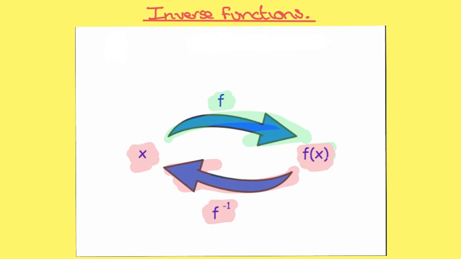Therefore, algebraically, we can write f to the minus 1 of f of x is equal to f of f to the minus 1 of x, which is equal to x.